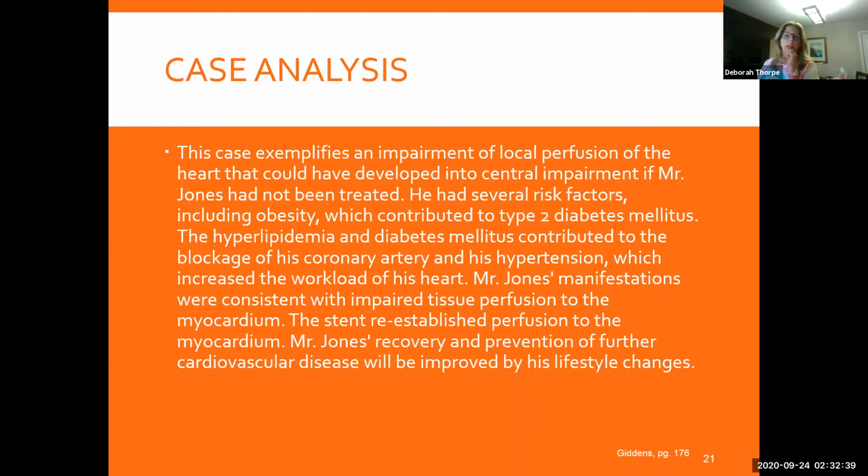This case exemplifies an impairment of local perfusion of the heart that could have developed into central impairment if Mr. Jones was not treated. He had several risk factors, including obesity, which contributed to type 2 diabetes mellitus. The hyperlipidemia and diabetes mellitus contributed to the blockage of his coronary artery and his hypertension, which increased the workload of his heart.